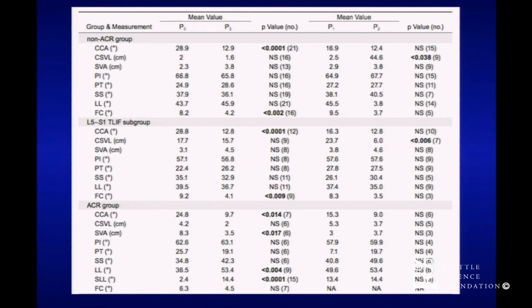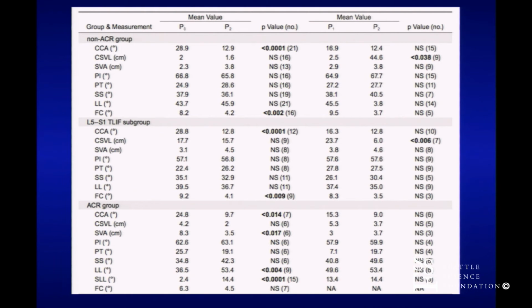This is a busy chart, but it's fairly interesting. This is pre-op, and this is after the whole surgery is done. And this is after the lateral releases, and this is after the percutaneous pedicle screws are placed. So essentially, it shows that in the ACR group, there was a significant improvement in the SVA, statistically significant, from pre-op to final post-op.